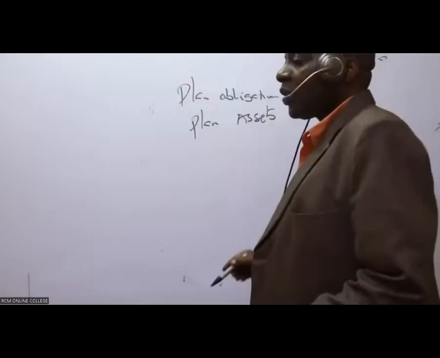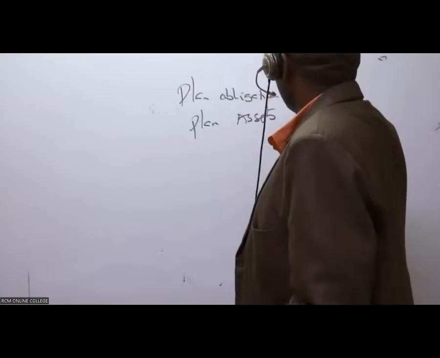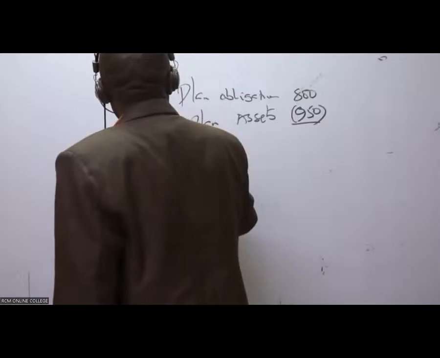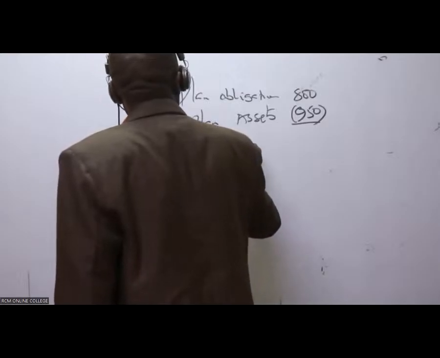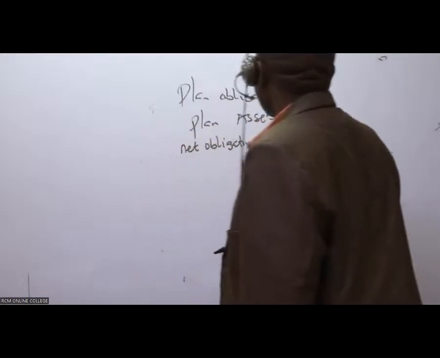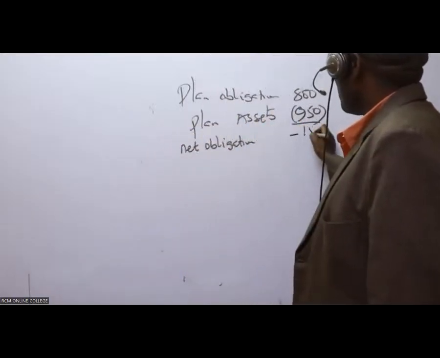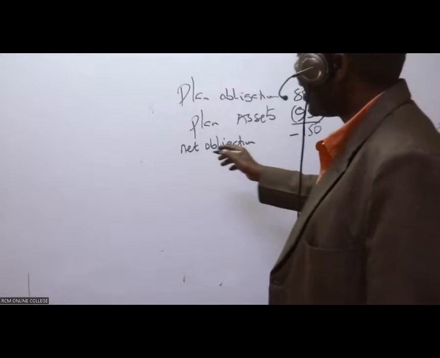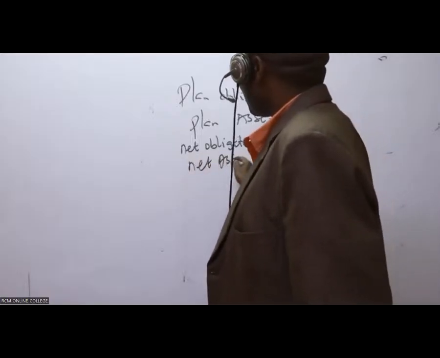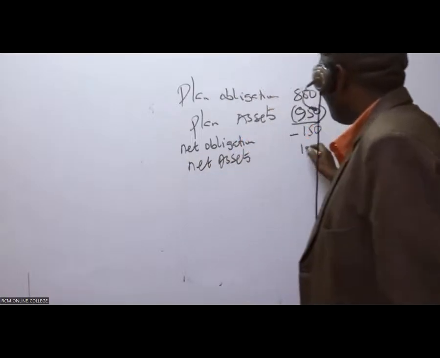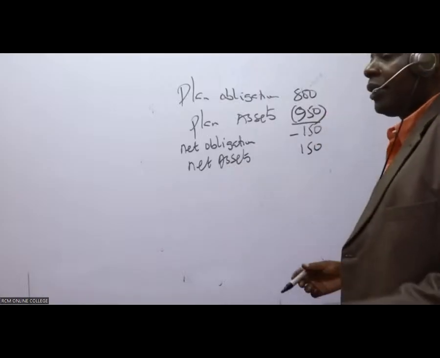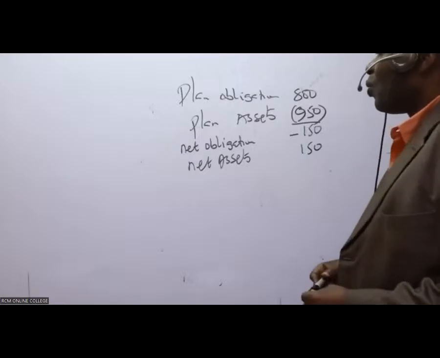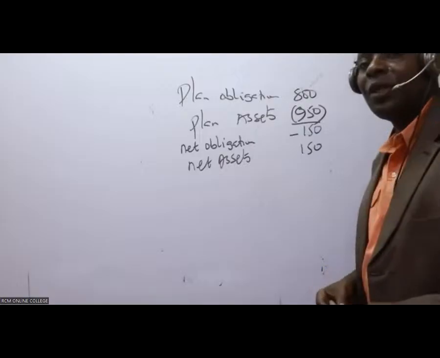And then the plan's assets are worth what? They are 950. So subtract the assets as usual, then we get the net obligation, which is minus 150. A negative net obligation is the same as net assets, so we have net assets worth 150. Basically the assets are more. Whenever assets are more, ladies and gentlemen, that is a risk.